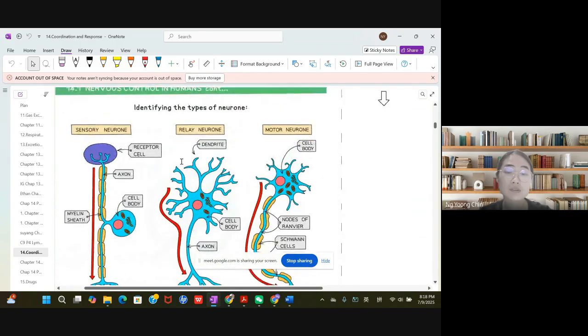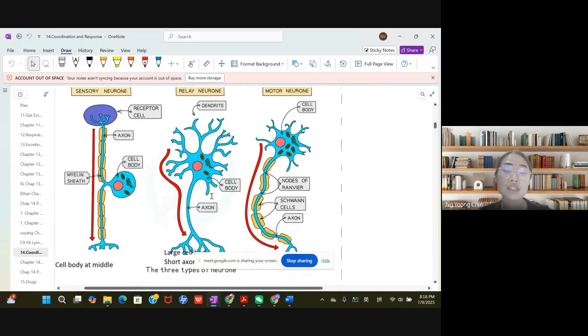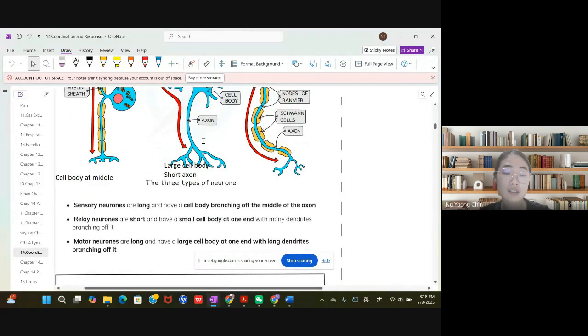In the relay neuron or interneuron, actually interneurons and relay neurons belong to the same one. They are located inside the spinal cord. There is a connection of neurons between the sensory neuron and the motor neuron. You can see this relay neuron has very highly branched dendrites, and then a very short axon.